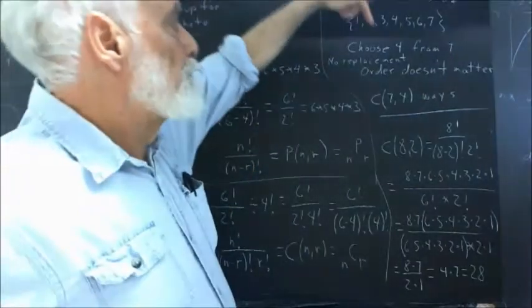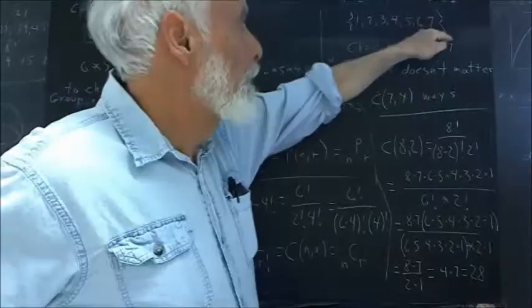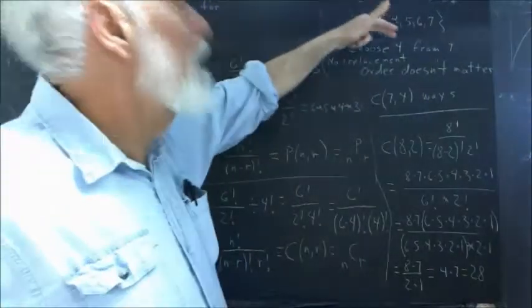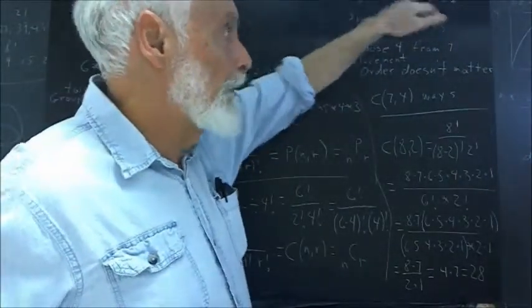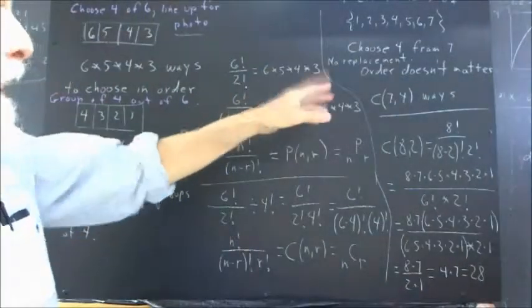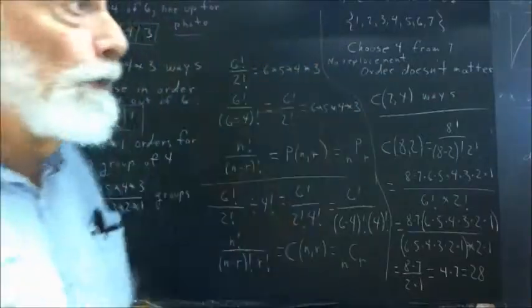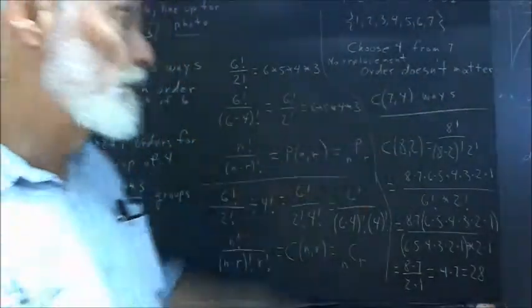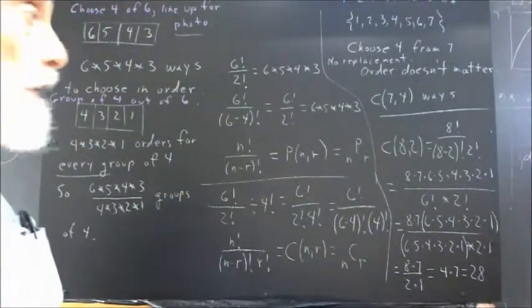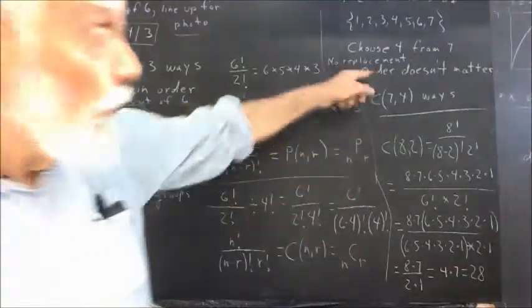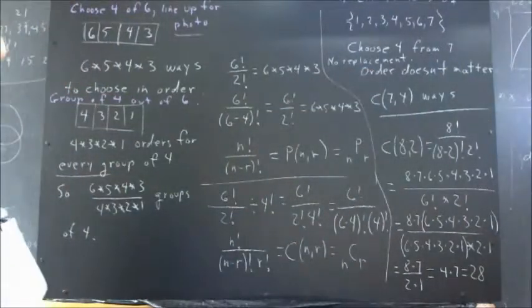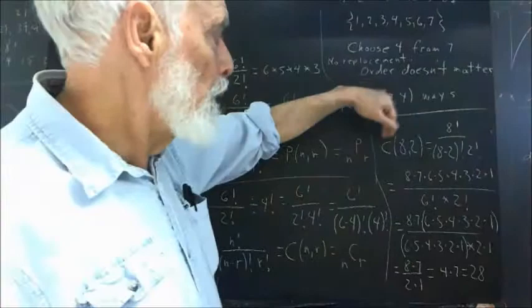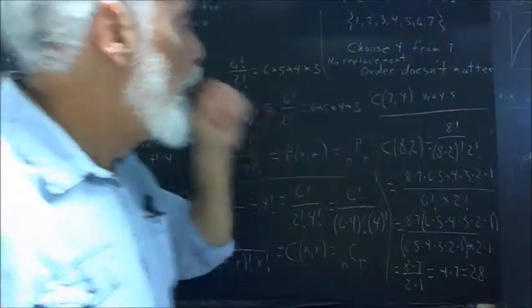Okay, so we're choosing 4 objects out of a group of 7 without regard to order and without replacement. There are C of 7, 4 ways to do that. End of story. You just have to be able to evaluate C of 7, 4. Now, I didn't do that. But just as an example, I do C of 8, 2.